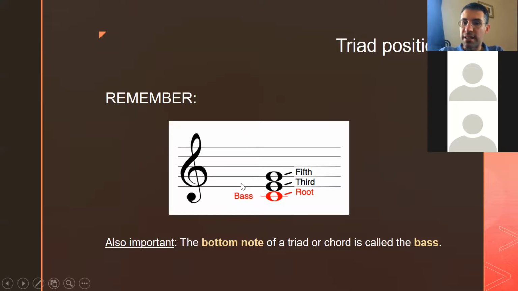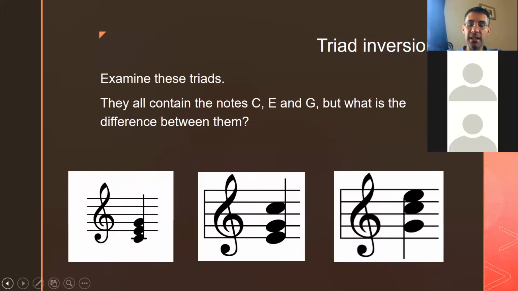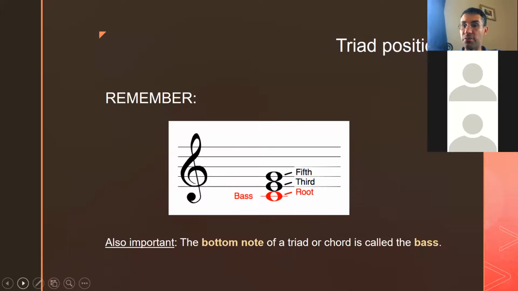But I also said to you, we sometimes call the root a bass, but it's not always the bass. And the reason that I said that is that the bottom note of a triad or chord is called the bass. But we've seen in this picture here that the bass note or the bottom note is different in some cases. Here it's a C, here it's an E, here it's a G. All right. So the bass note is not always the root.